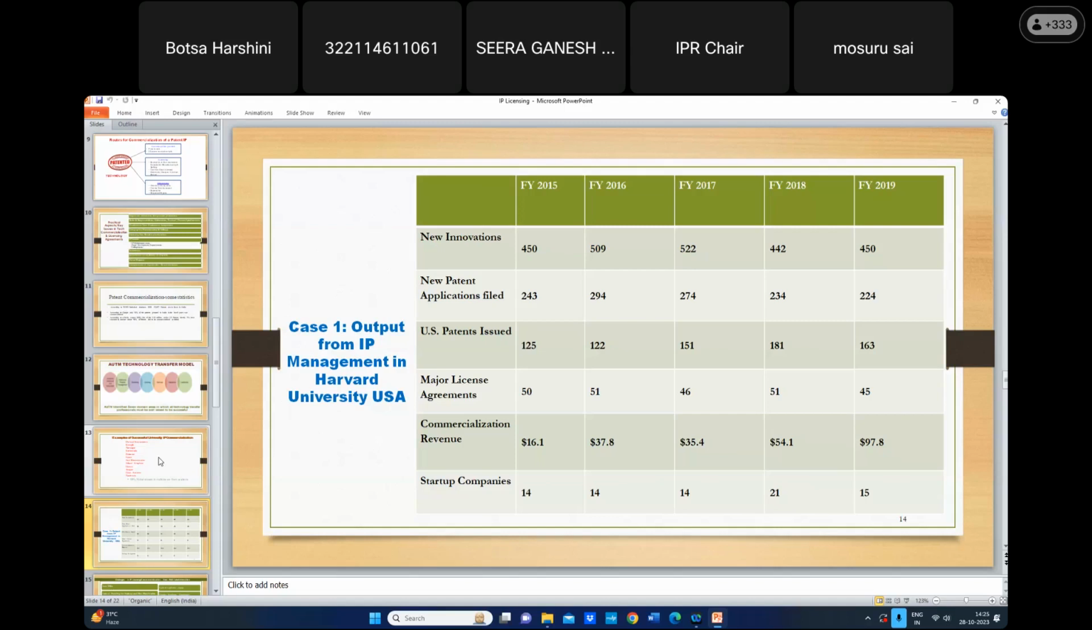Once the Technology Transfer Office receives that, they evaluate and decide how many applications are to be taken up for filing or protecting the IP. On an average, around 50% become the candidates for filing patent applications.